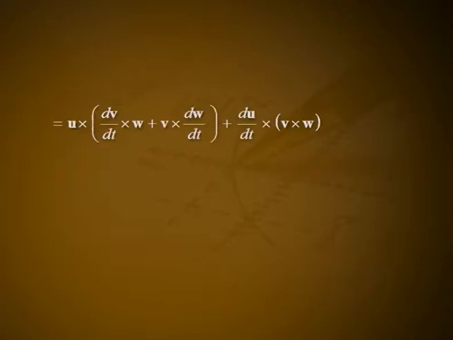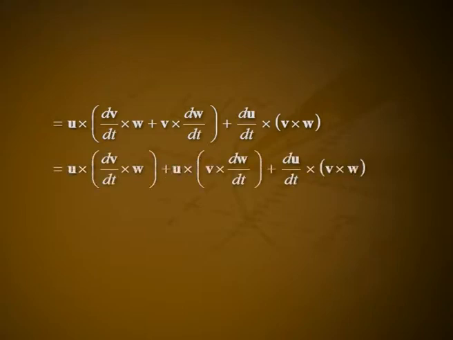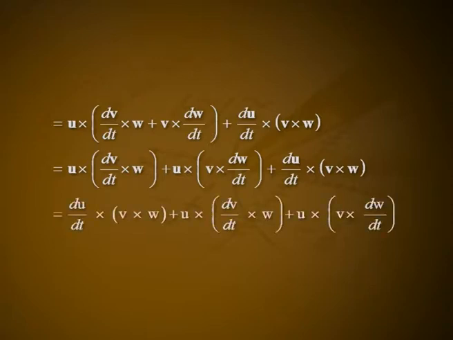is equal to u cross dv by dt cross w plus v cross dw by dt plus du by dt cross v cross w is equal to u cross dv by dt cross w plus u cross v cross dw by dt plus du by dt cross v cross w is equal to du by dt cross v cross w plus u cross dv by dt cross w plus u cross v cross dw by dt.